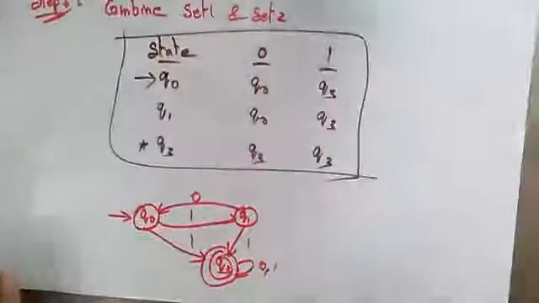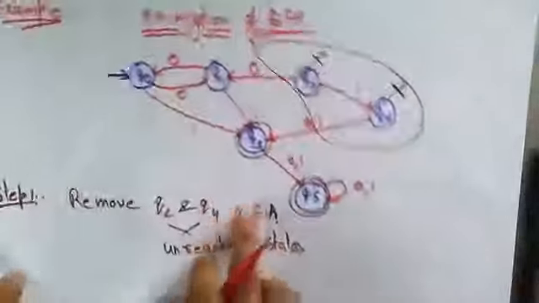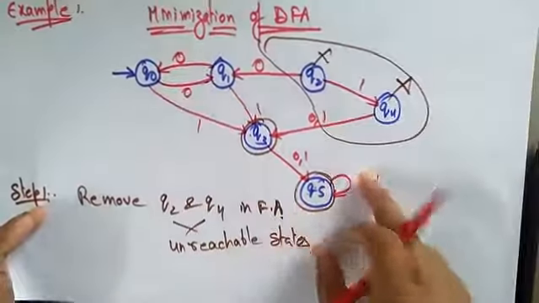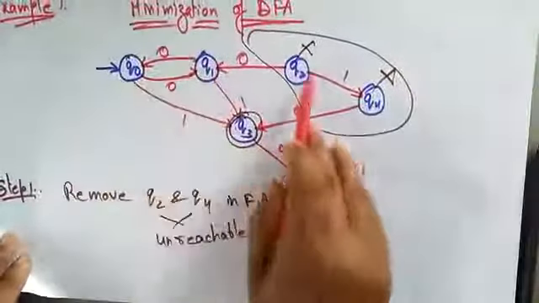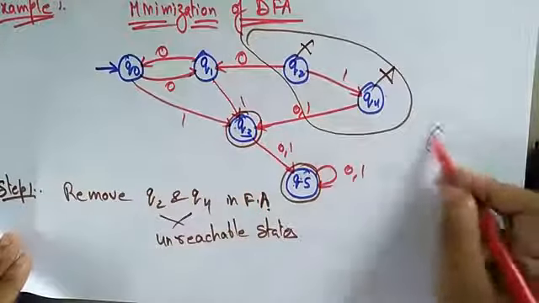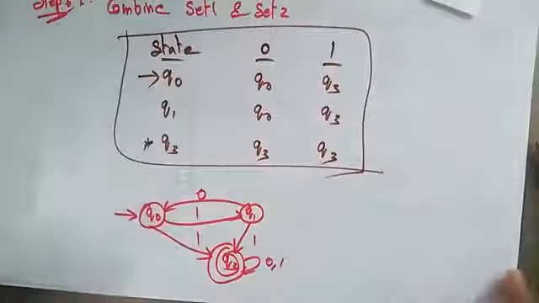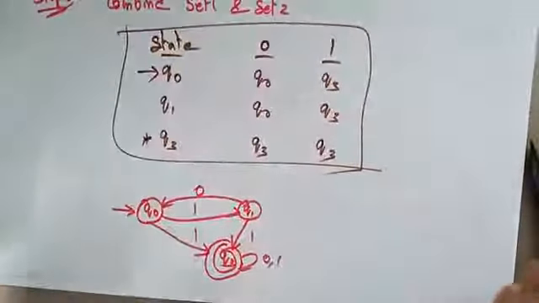Did you observe at the start, this is the actual deterministic finite automata. After minimizing, I get only 3 states. Here how many states? 1, 2, 3, 4, 5, 6. 6 states. I reduced the 6 states to 3 states. So this is how you need to minimize.